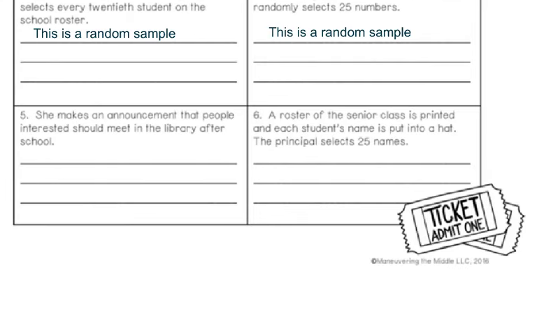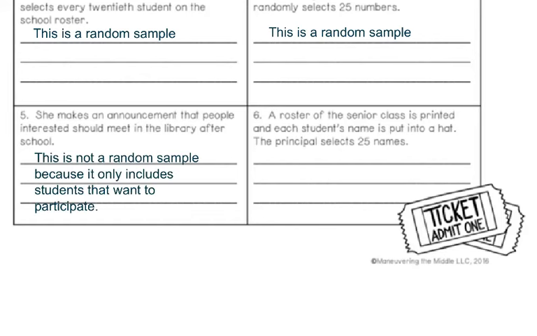Scenario 5 says she makes an announcement that people interested should meet in the library after school. When thinking this through, you need to think about, does this include everyone in the senior class? This includes people that are interested, but it doesn't necessarily consider the people that are not interested, since they don't need to meet in the library after school. So this is not a random sample because it only includes students who want to participate.